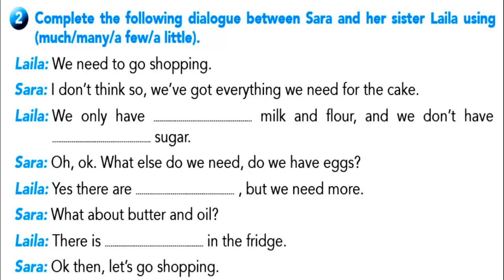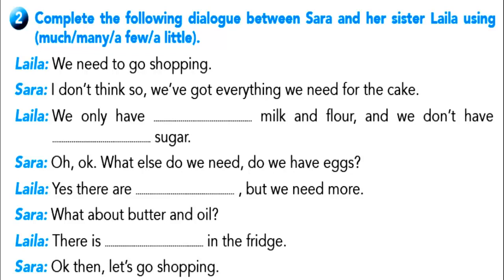Milk and flour. If you look at the word milk here, that's right, it's an uncountable noun. So you are going to use what here? You are going to choose between a few or a little here. And we don't have sugar. Here, the sentence is a negative one. So you are going to choose between much or many. Look at the word sugar. If it is countable, you are going to use many. If it is uncountable, you are going to use much.